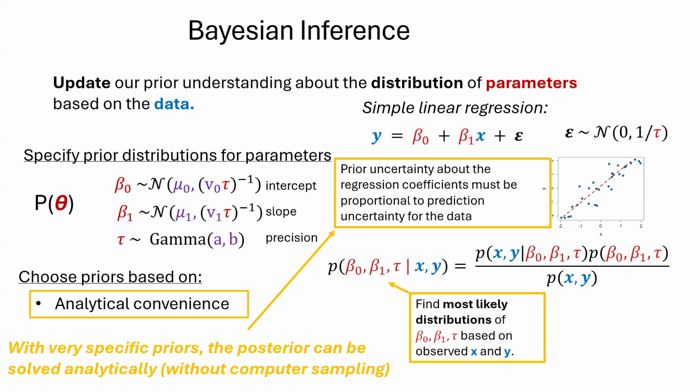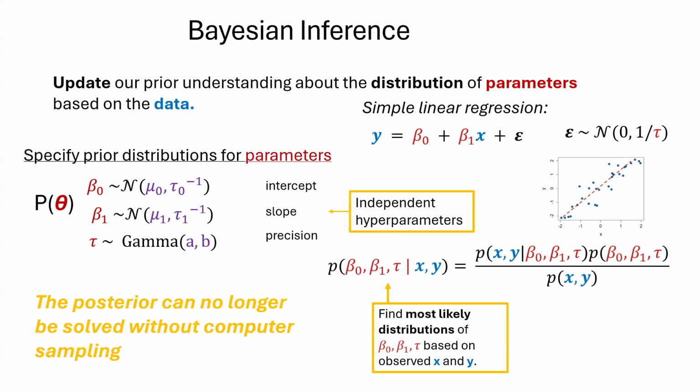So if we make just one very small change in the direction of reality, so let's say instead of making those dependent, we make the hyperparameters independent of each other. With this tiny change, still a very simple model, the posterior can no longer be solved without computer sampling. So this is along the lines of what people say when they say, oh, you have to have computers to do Bayesian stats. Okay, recapping.